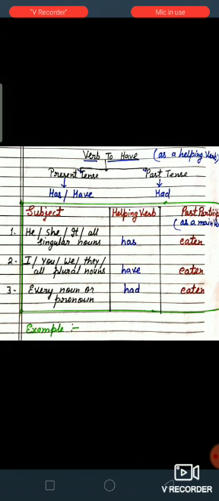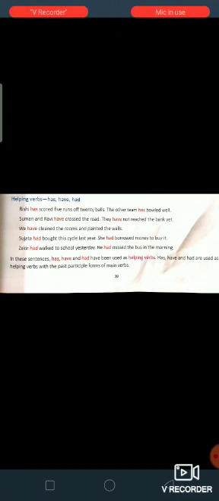Okay, now see the examples. Rishi has scored 5 runs of 20 balls. The other team has bowled well. Suman and Ravi have crossed the road. They have not reached the bank yet.